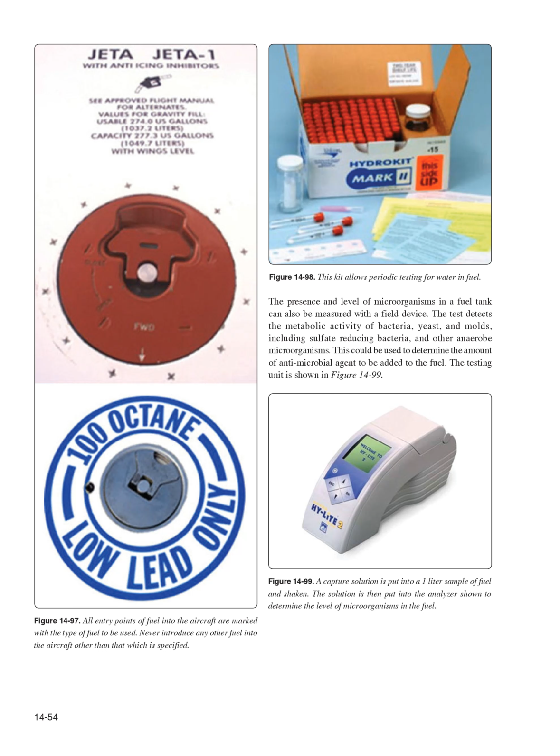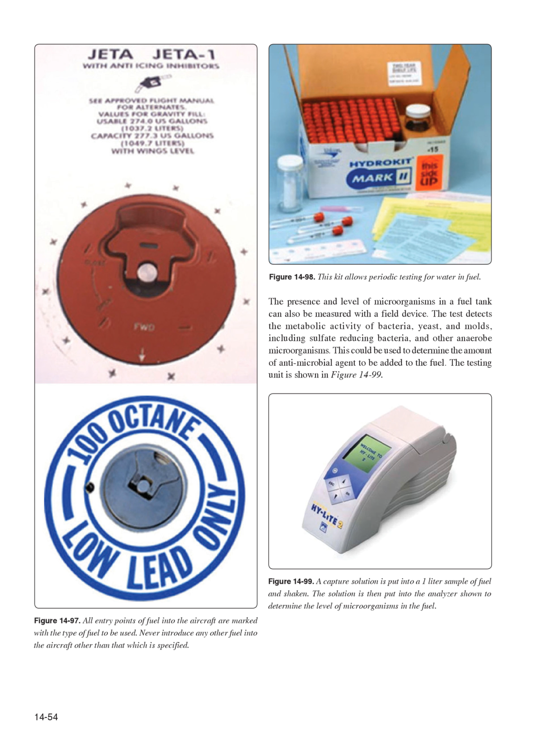The presence and level of microorganisms in a fuel tank can also be measured with a field device. The test detects the metabolic activity of bacteria, yeast, and molds, including sulfate-reducing bacteria, and other anaerobe microorganisms. This could be used to determine the amount of antimicrobial agent to be added to the fuel. The testing unit is shown in Figure 14-99.